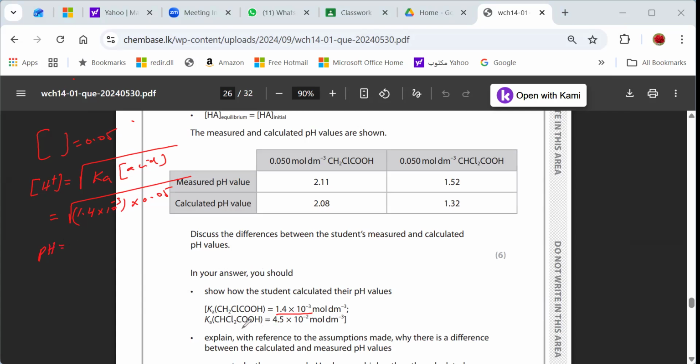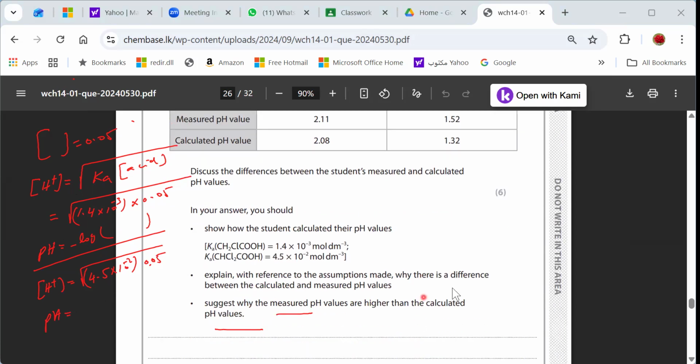And the same you are going to do for the second weak acid. You say that the H positive for the dichloro is equal to the square root of Ka, which is 4.5 times 10 to the power minus 2 times 0.05. And then you get the pH by taking minus log the value that you got upward here. Type. They said explain with reference to the assumptions made why there is a difference between the calculated and measured pH.